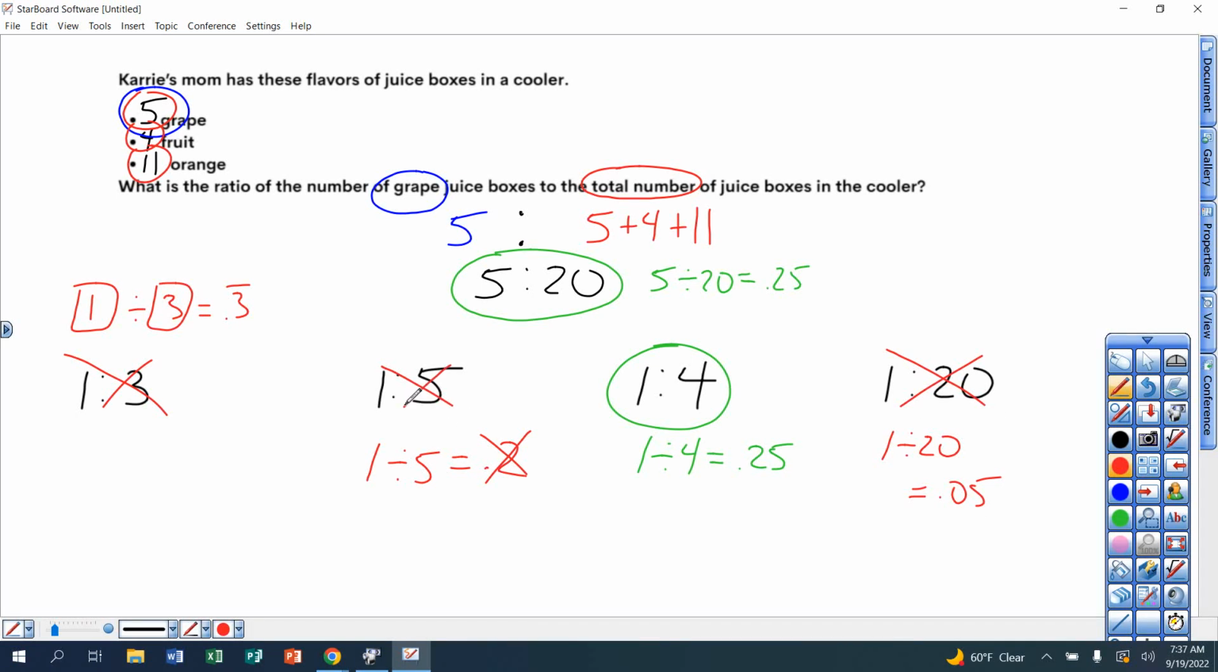Another way you could do that is take that 5 to 20 and realize the ratio 1 to 4 is equivalent, because if I divide this by 5 and divide this same 20 by 5, divide by that same number, it gives me 1 to 4. It gives me the same exact numbers. None of those other ones will divide like that to give you the same ratio. All right, second word is shark. Shark. All right, next problem.